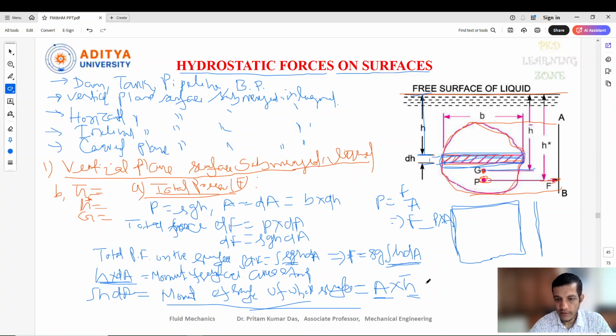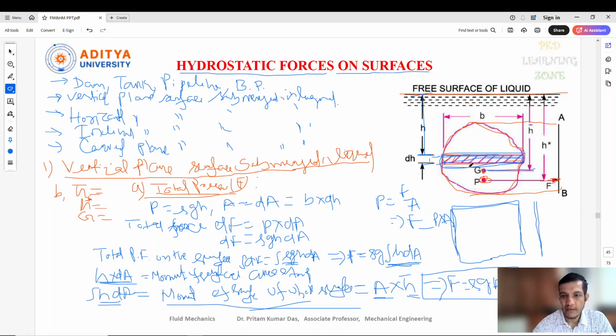So we can write, now we'll get F equal to rho g, and now on behalf of integration H dA, that is nothing but moment of whole surface area. So that one we can write A H bar. So this is the total force. This is the total force on the surface. Okay, this is one thing.